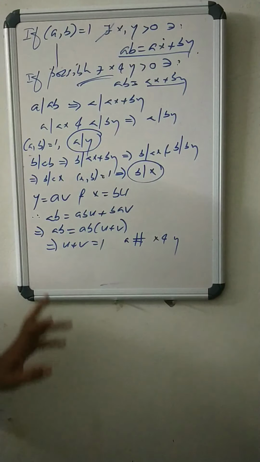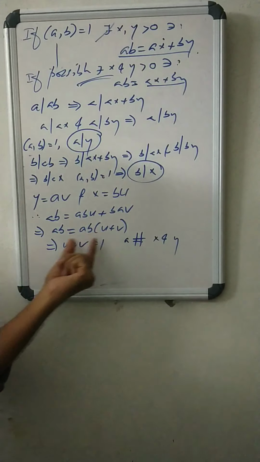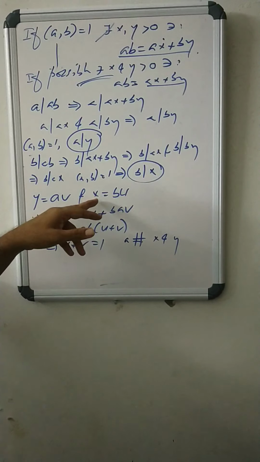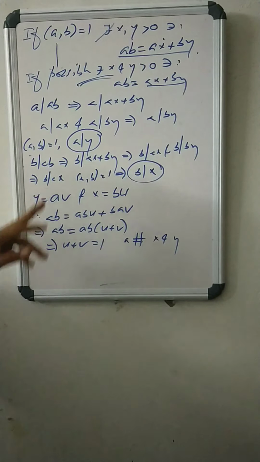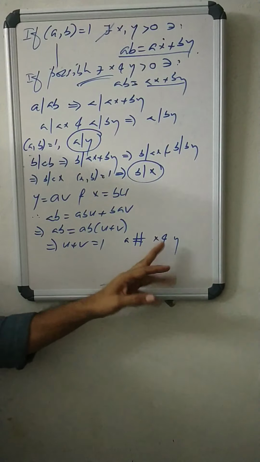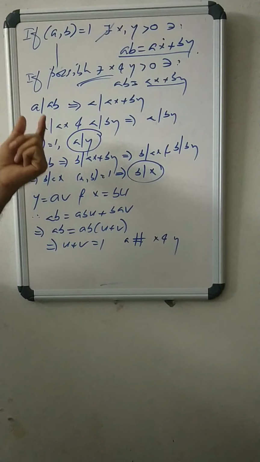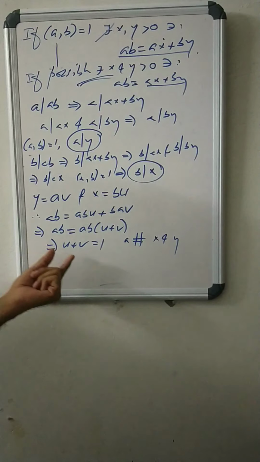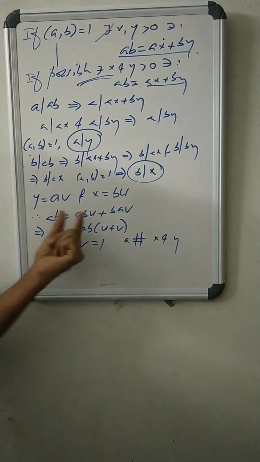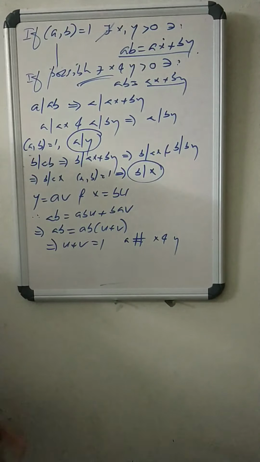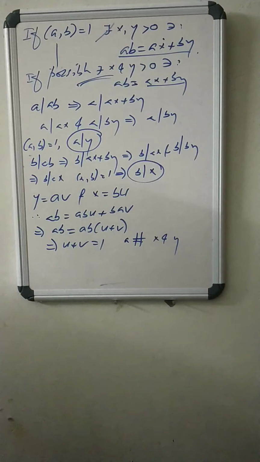ab equals ab into u plus v. Cancelling this ab, u plus v equals 1. Since x and y are positive, bu is positive, ab is positive, but u plus v equals 1. That's a contradiction, since u and v are positive integers. So u plus v equals 1 is never possible. So that's a contradiction due to our wrong assumption. Hence there does not exist x and y greater than 0 such that ab equals ax plus by. Agree?